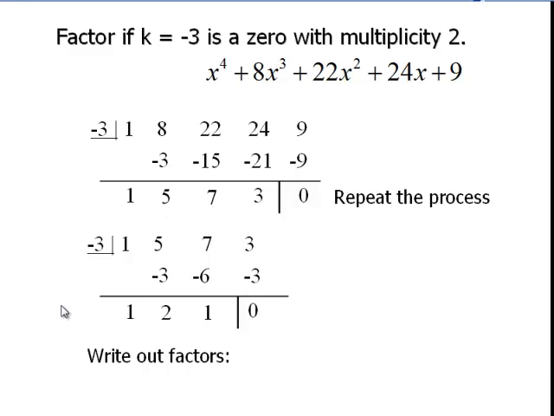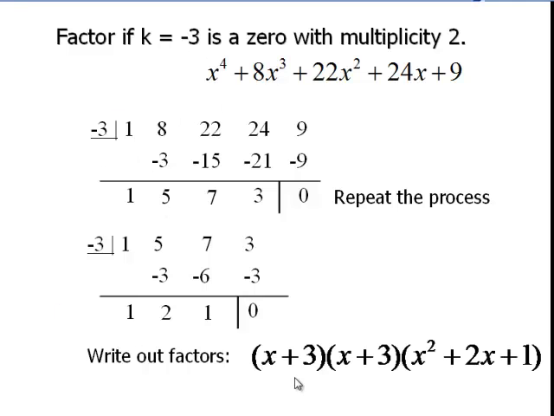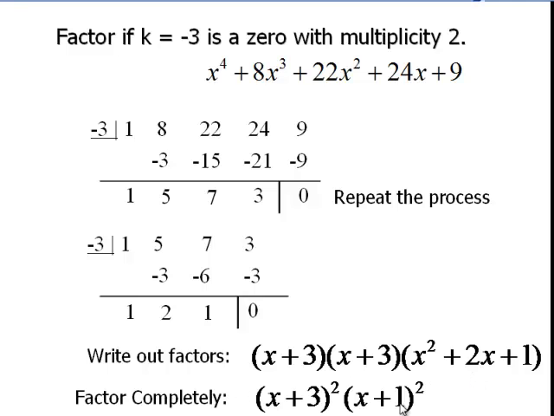So now we have the factors. Again, we did this twice, so it's x plus 3, x plus 3, and then x squared plus 2x plus 1. And this final trinomial will factor into x plus 1, or x plus 1 squared, so the (x plus 3) is squared because it's written twice.